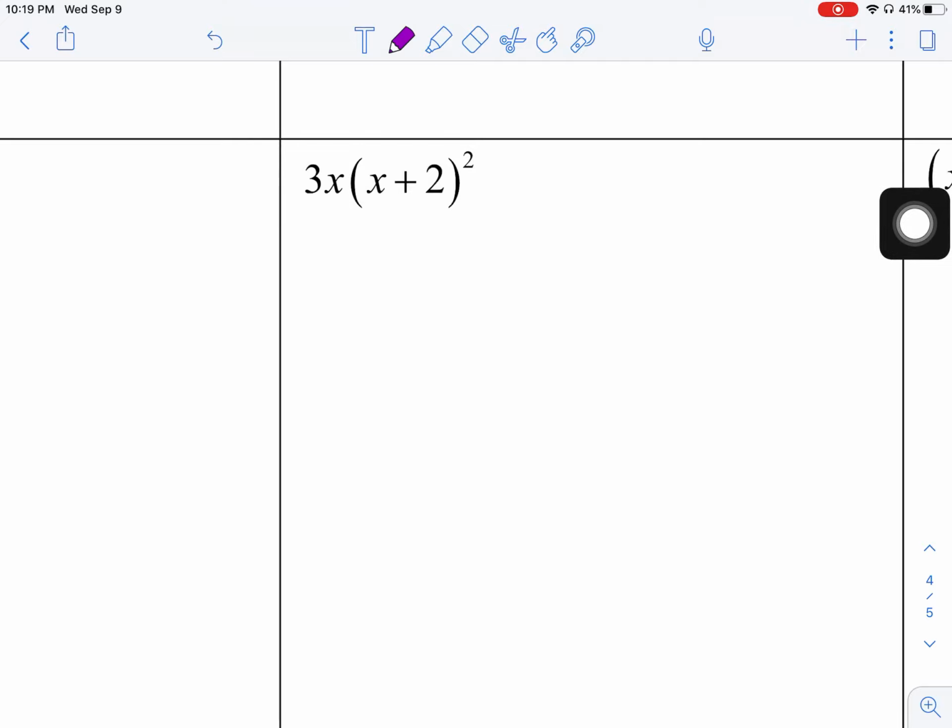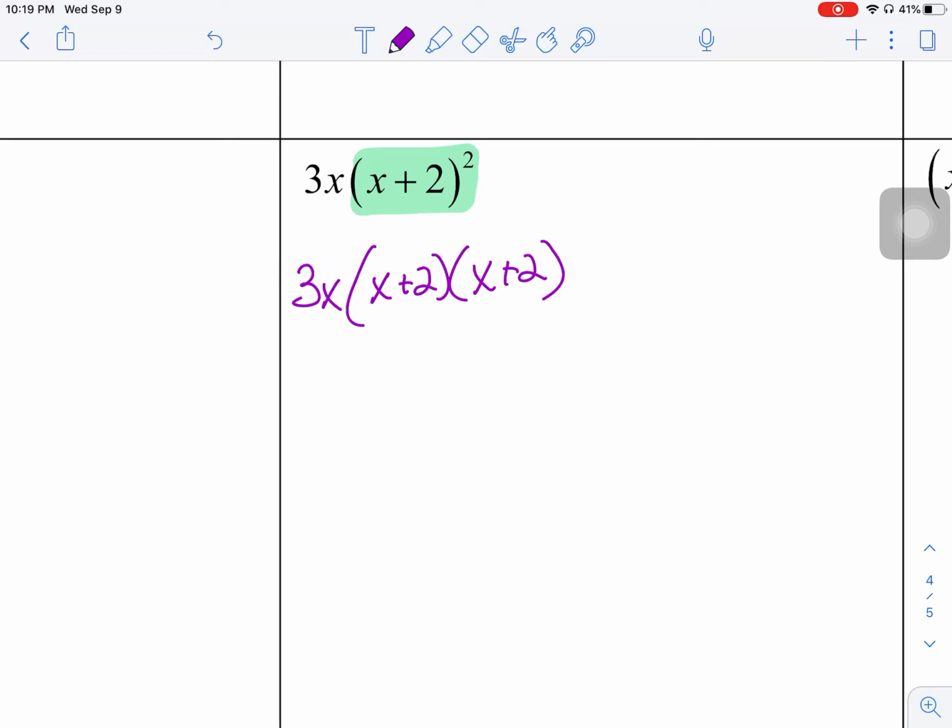I want to make sure I'm following order of operations, and order of operations tells me I need to do my powers first. So temporarily, I am going to just leave that 3x on the outside, and I'm going to figure out what x plus 2 times x plus 2 is. To square something means you're multiplying that something, in this case the x plus 2, times itself. So let's go ahead and multiply this out.